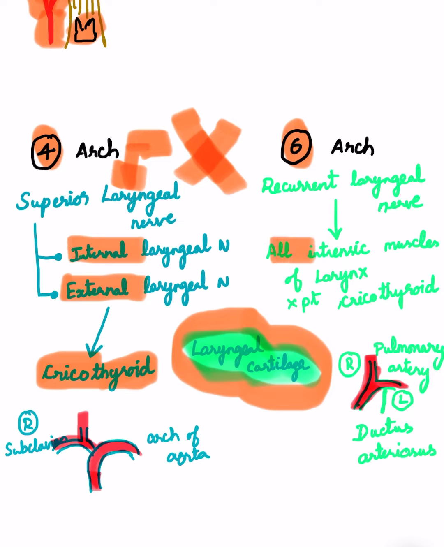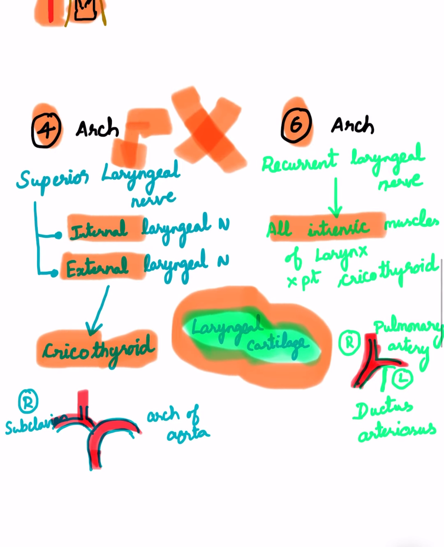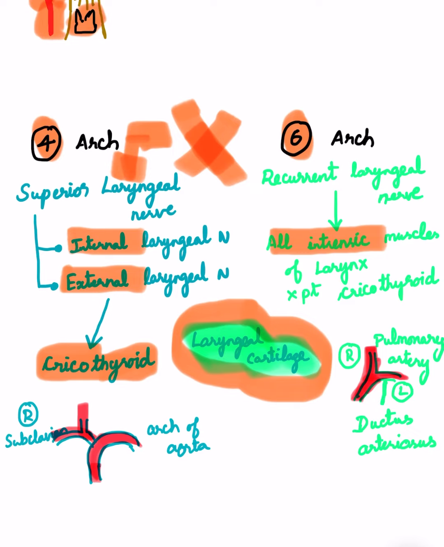In the motor supply, it supplies all the intrinsic muscles except cricothyroid, because that is supplied by the external laryngeal nerve. These are the nerves involved in the neural derivatives of the fourth and sixth pharyngeal arches. The arteries derived from the fourth pharyngeal arch are the arch of aorta and the right subclavian artery. That is, the arteries on the right side are derived from the fourth pharyngeal arch. The right pulmonary artery and left pulmonary artery, along with the ductus arteriosus, are derivatives of the sixth pharyngeal arch.